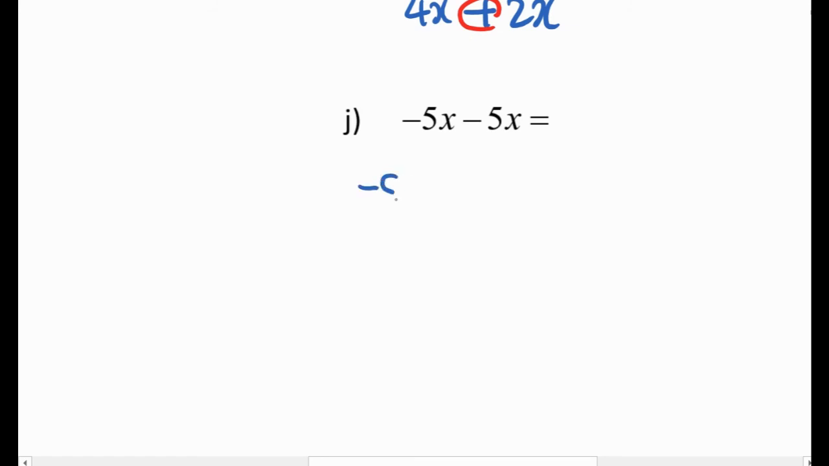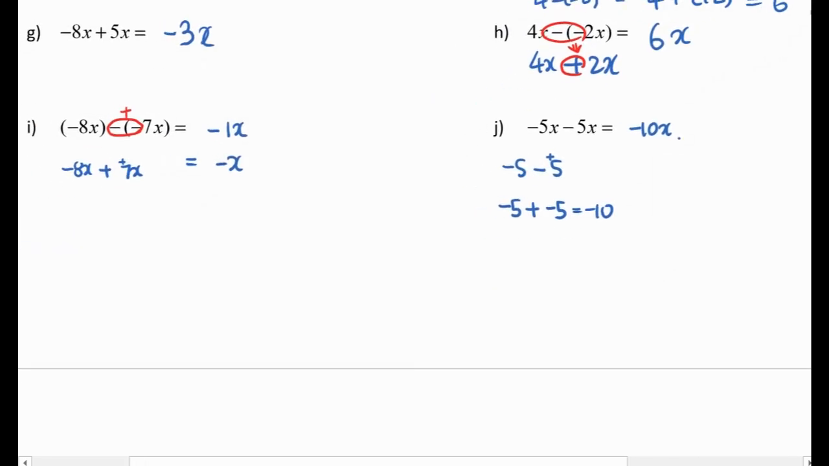Okay, negative 5 minus 5. So the sign of this is positive, right? So keep the first number, change the middle, change the second number. Then that is negative 10. So the answer is negative 10x.